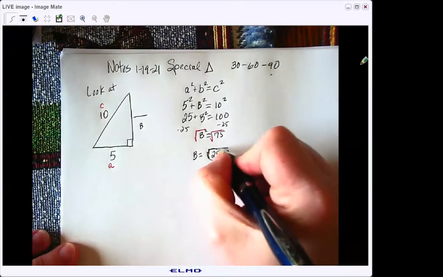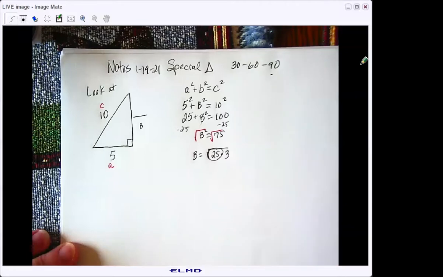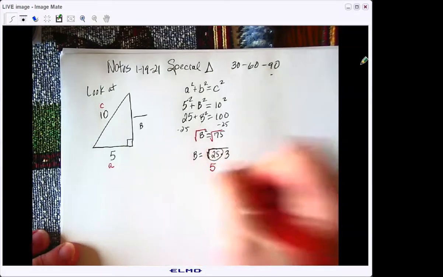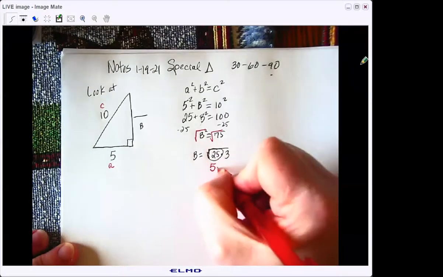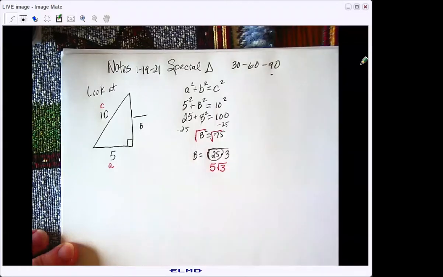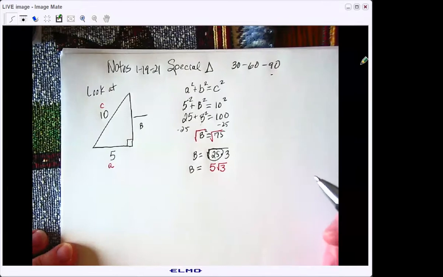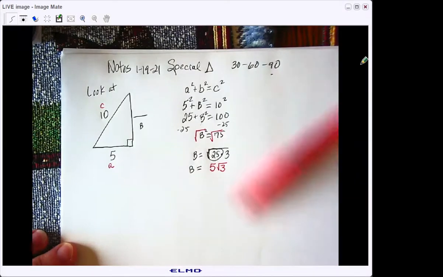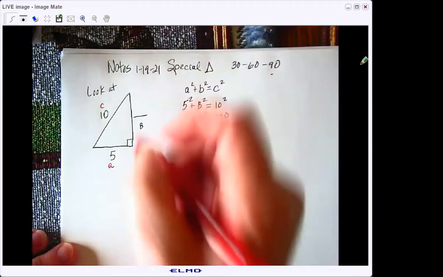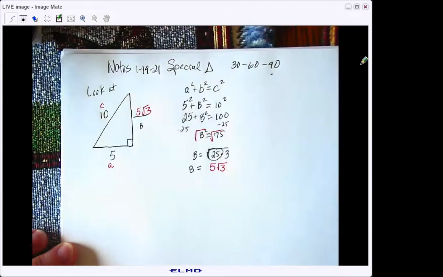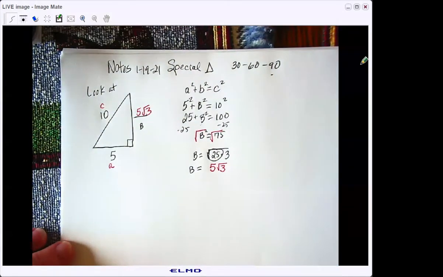And then we know that the square root of 25 is 5. And then our leftover is 3. So you know that b is equal to 5 root 3. Okay. I'm going to let you write that down for a minute.